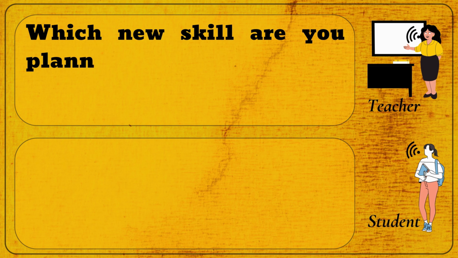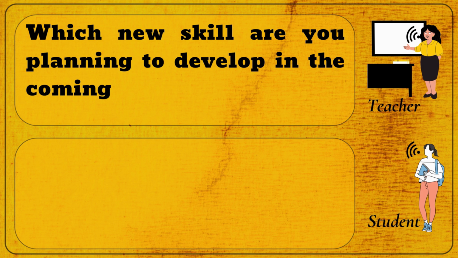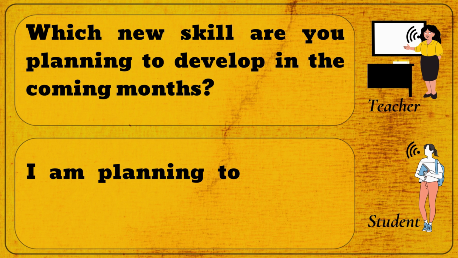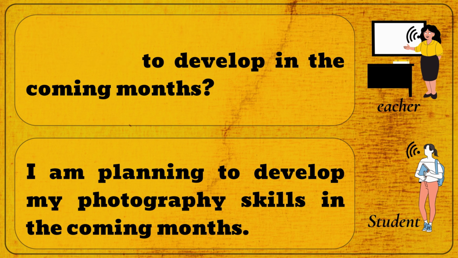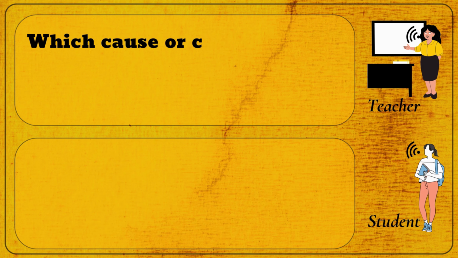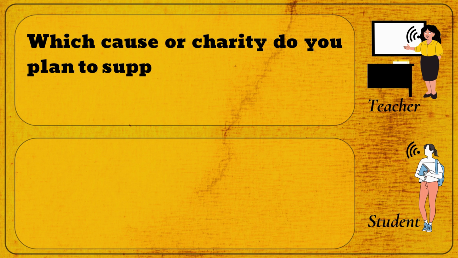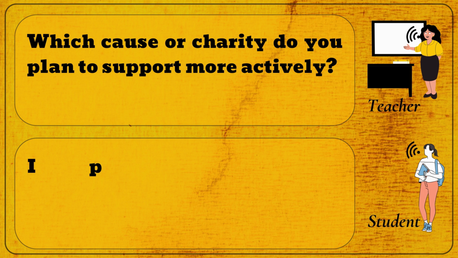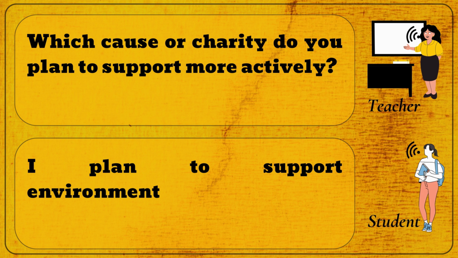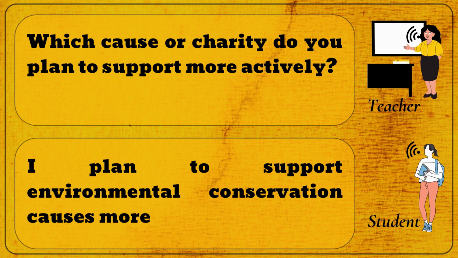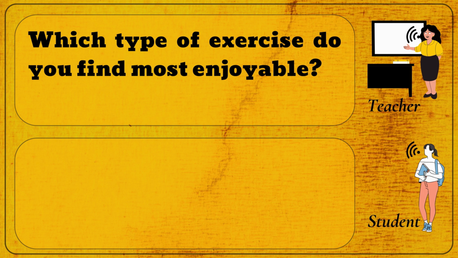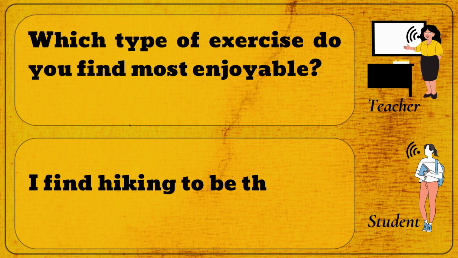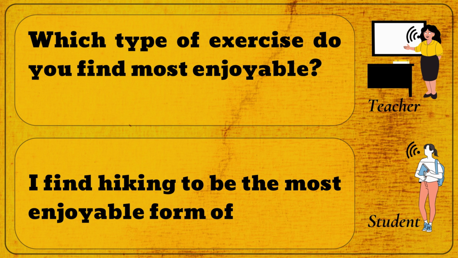Which new skill are you planning to develop in the coming months? I am planning to develop my photography skills in the coming months. Which cause or charity do you plan to support more actively? I plan to support environmental conservation causes more actively. Which type of exercise do you find most enjoyable? I find hiking to be the most enjoyable form of exercise.